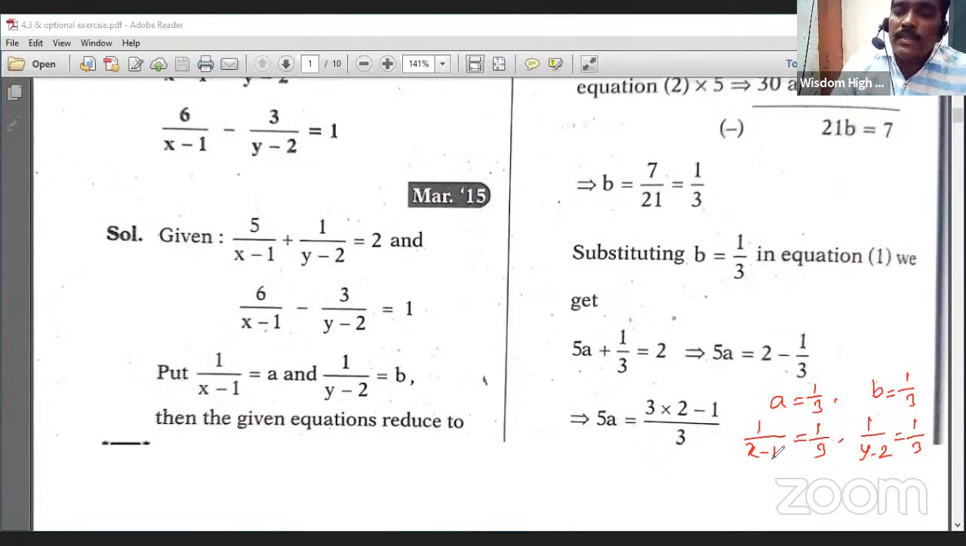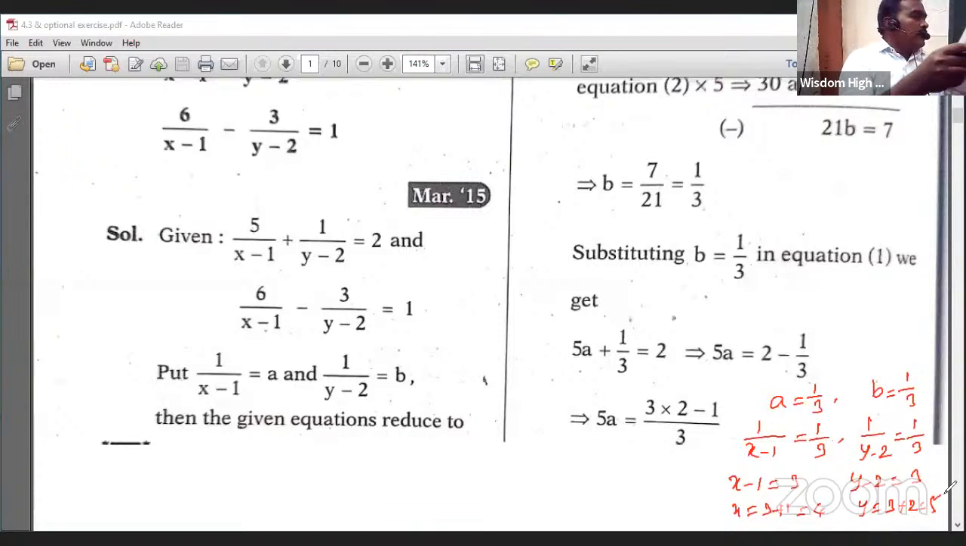Now you have to change the numerator and denominator. Then x minus 1 by 1 is equal to 3. y minus 2 is equal to 3. Here x is equal to 3 plus 1 is equal to 4. y is equal to 3 plus 2 is equal to 5. This is the way to find the answer. Okay. Right, students. This is the first problem of the 4.3 exercise. Now, you have to note down if you have any doubt. Then I want to explain one more problem.